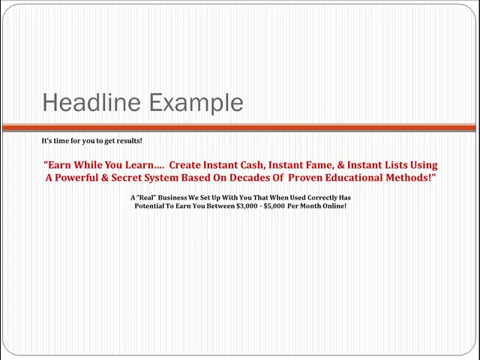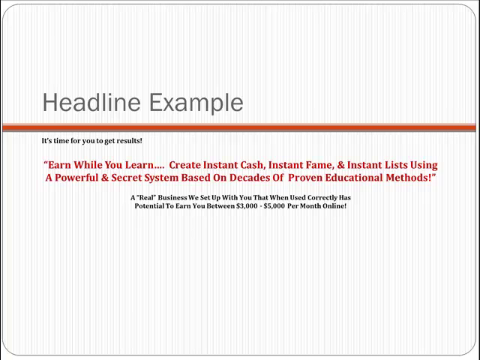All right, here's an example of a headline, and we're going to look at this example a little bit closer now to see if we can find the hook. And this is probably not the greatest headline. We just kind of put it in here for an example so that we can look at it, but it's a pretty decent one. Basically it says it's time for you to get results. Everybody wants results. Now, the headline says, earn while you learn. Create instant cash, instant fame, and instant lists using a powerful and secret system based on decades of proven educational methods. A real business we set up with you that, when used correctly, has potential to earn you between $3,000 to $5,000 per month online.